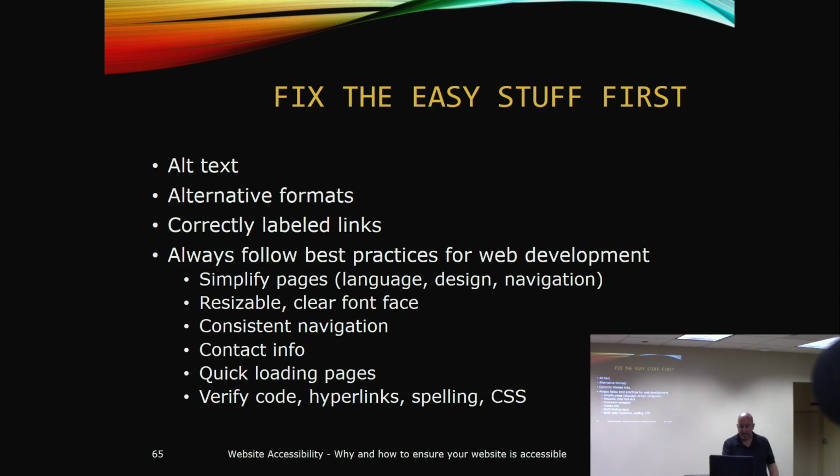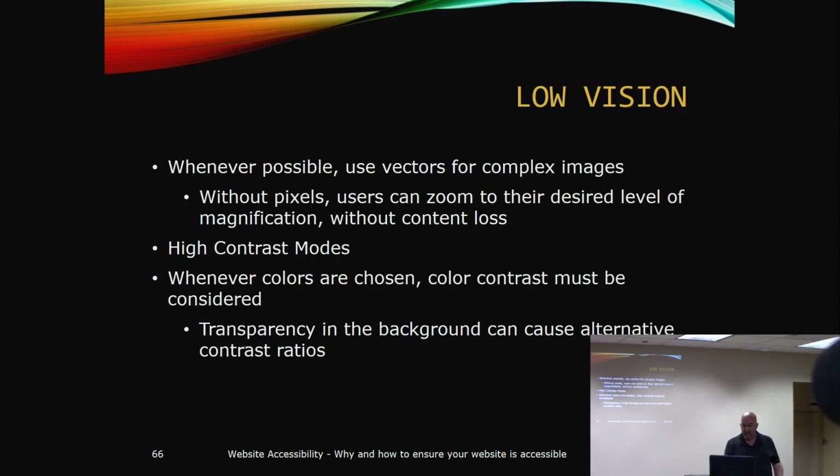So, how do I do it? Fix the easy stuff first. Get the alt text in everywhere you have an image. It's anytime you have an image. Alternate formats. Make sure you have something for the blind. Make sure you have something for the visual. Make sure you correctly label your links, and follow best practices for web development. You know, people with low vision.